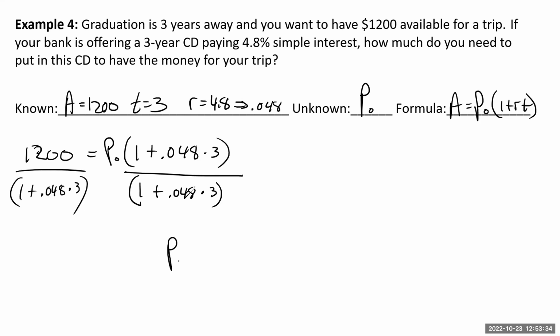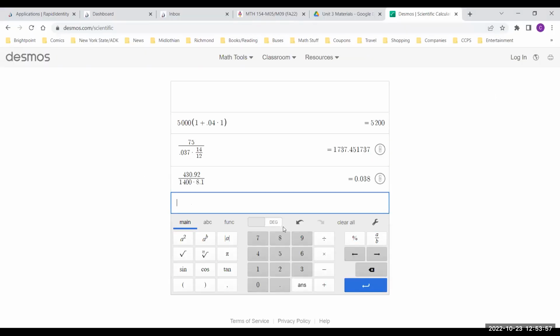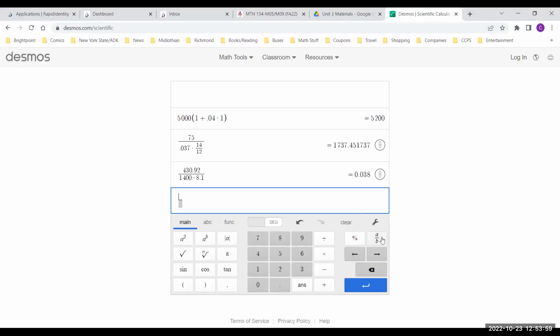Again, we don't want to be in the habit of piecemealing and getting decimals and rounding things off. That is a very problematic way of thinking. We want to be able to type in once, get answer. That's what we're going to do again here on our Desmos calculator. Let's find out how much we need to deposit today so that we can have $1,200 in the bank for a trip.